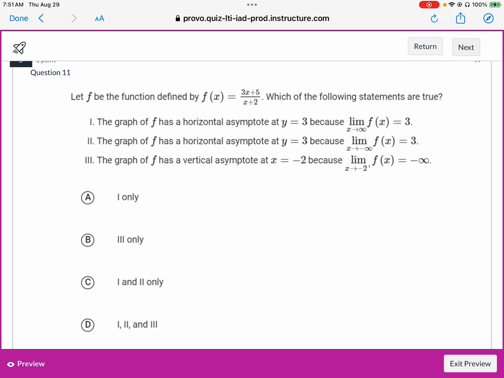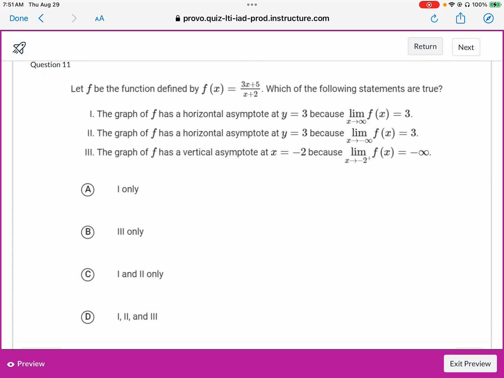Okay, and then let's see what else we've got. That should take care of 1 and 2, by the way, if you're reading those. And then the graph of f has a vertical asymptote at x equals -2. Okay, so the vertical asymptotes in this case will just depend on non-removable factors from the denominator. And I don't think we can remove any factors in the denominator here, so we do have a vertical asymptote, okay?